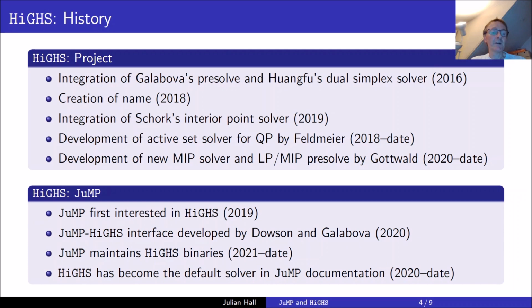In terms of our interaction with JuMP, well, the first interest in HiGHS was expressed by JuMP in 2019, and the JuMP-HiGHS interface was developed by Oscar Dowson and Yvette Galabova in 2020. The JuMP team's been very, very helpful to HiGHS, and in particular, JuMP now maintains the HiGHS binaries, and HiGHS has become the default solver in JuMP documentation over the last couple of years.